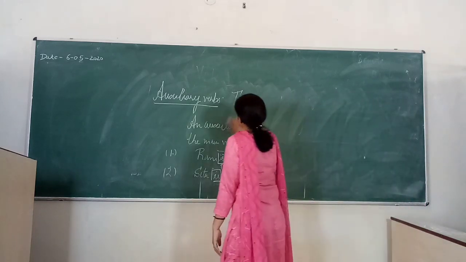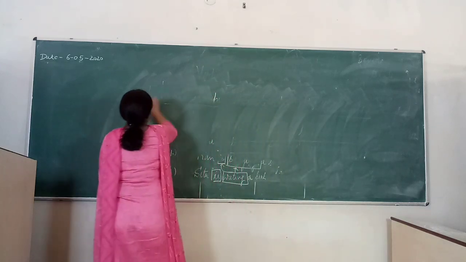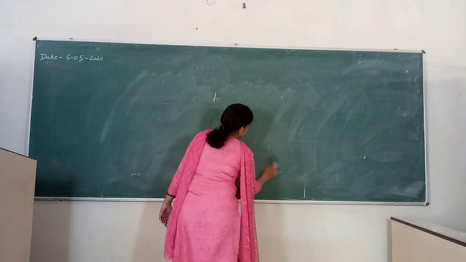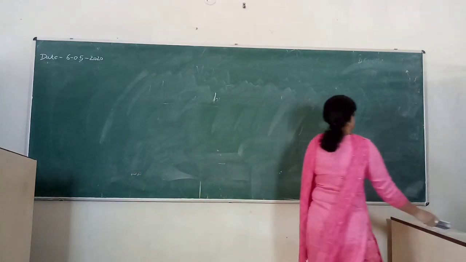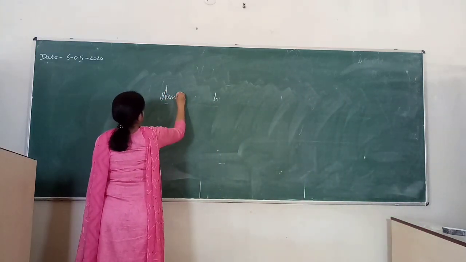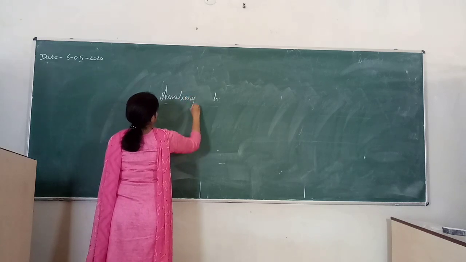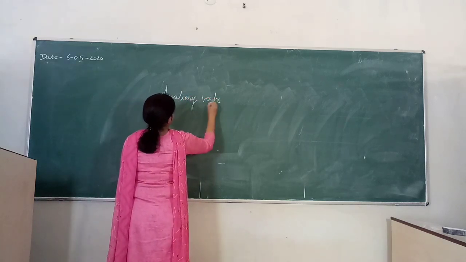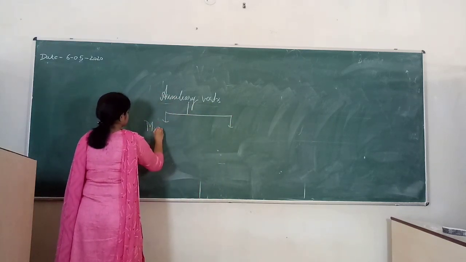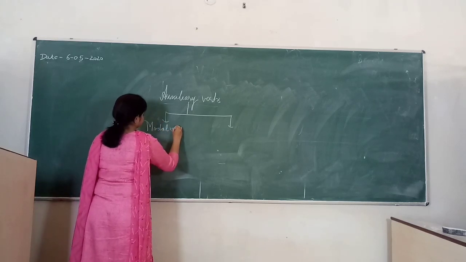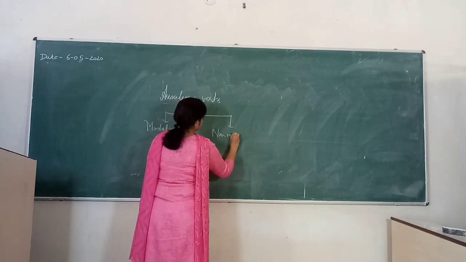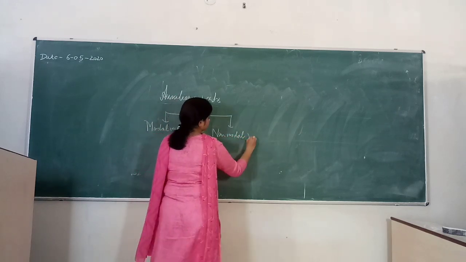Now, coming to the various types of auxiliary verb. These are divided into two types of auxiliary verbs. One is modal verbs, and another one is non-modal verbs.